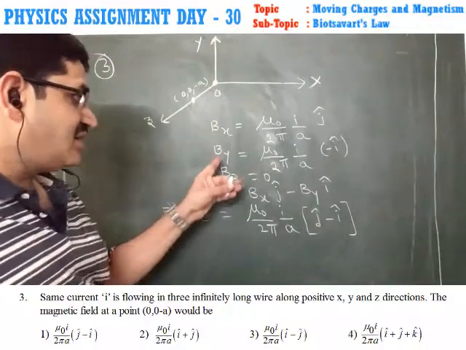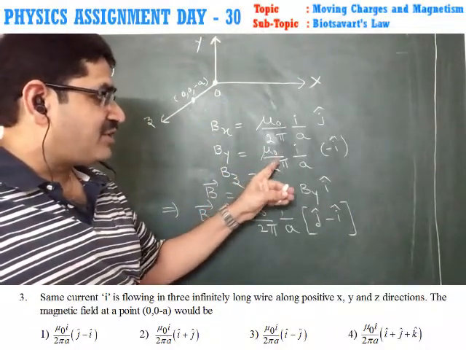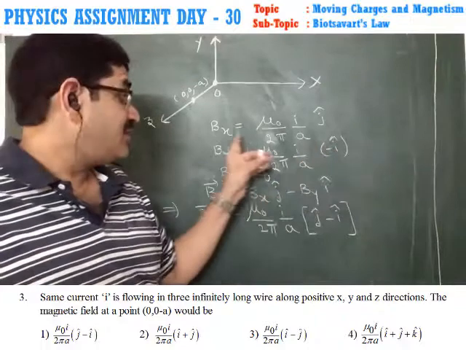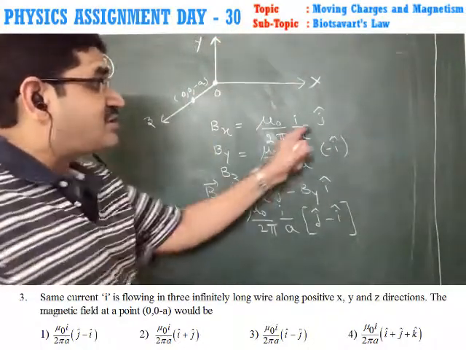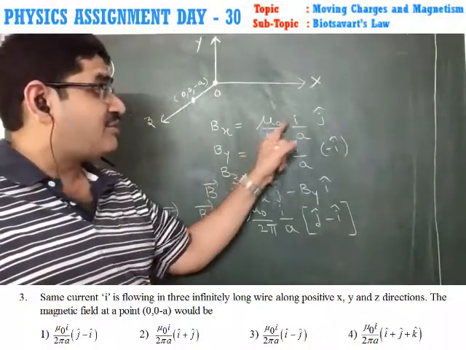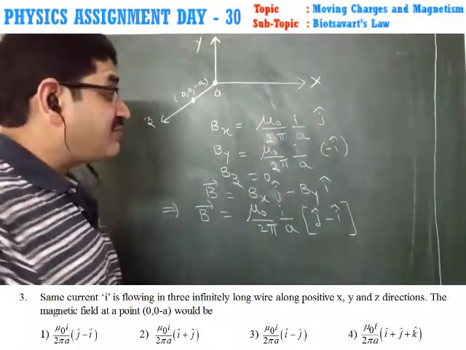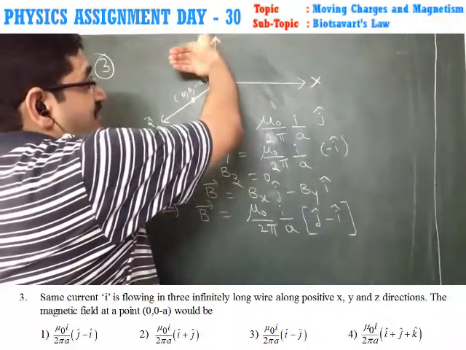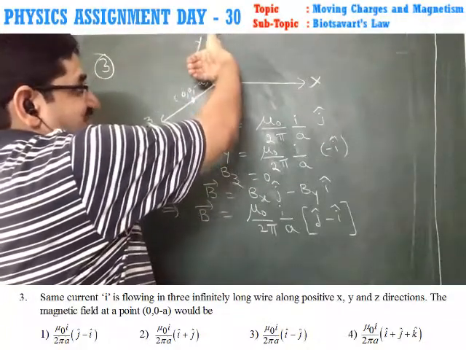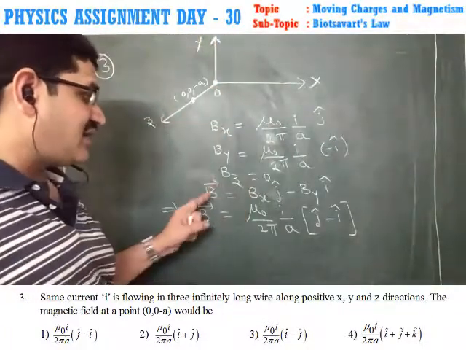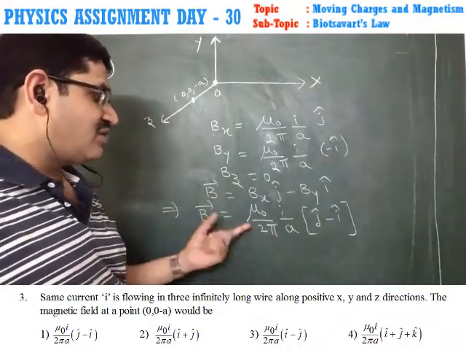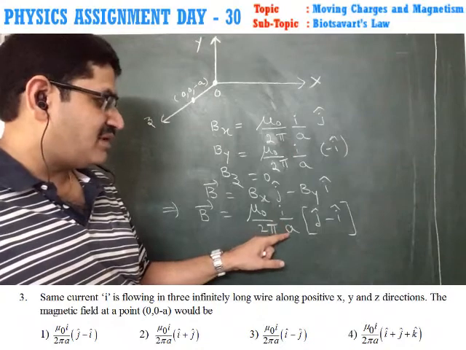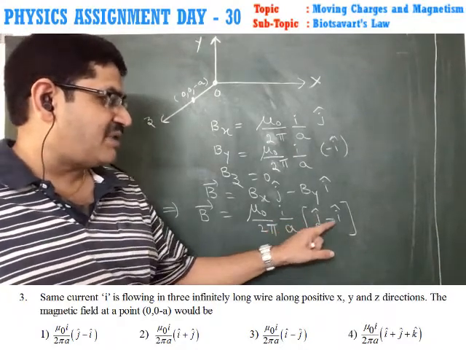Based on that, for the x axis wire you will get B = μ0/2π × I/a into +j, as the field is along the positive y direction. But if you take the wire along the y axis, it will be along the negative x axis. If you hold it like this, Bz is already 0. So B = Bx j plus By, and automatically you will get μ0/2π × I/a × (j cap minus i cap).